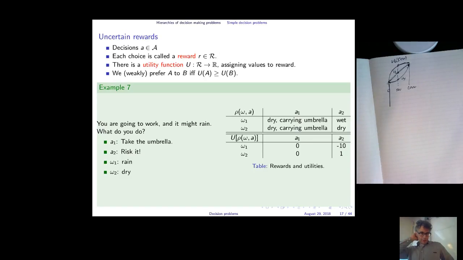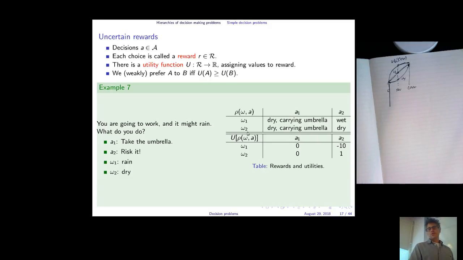So let's make a very simple example that we can all go through, and I made it as simple as possible. Let's say you want to either take the umbrella or not take the umbrella. You have two things you can do, and there's some probability of rain, somehow. Then what you would like to do is choose the action that maximizes your expected utility.